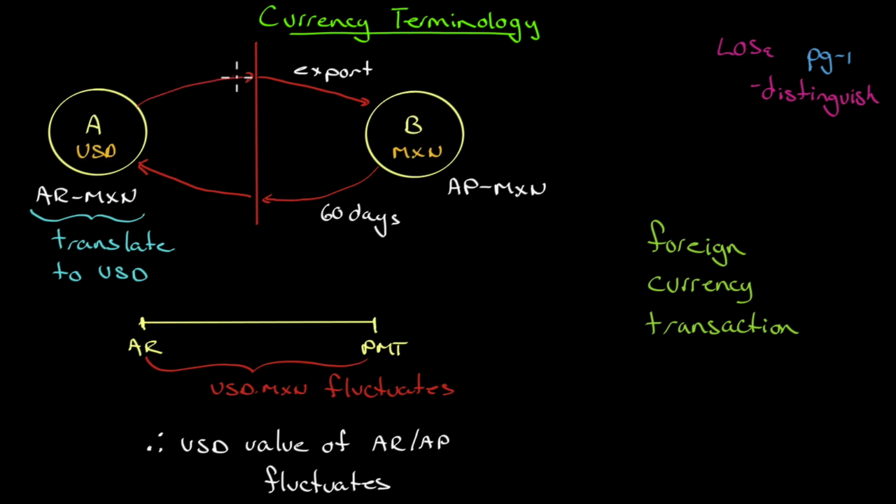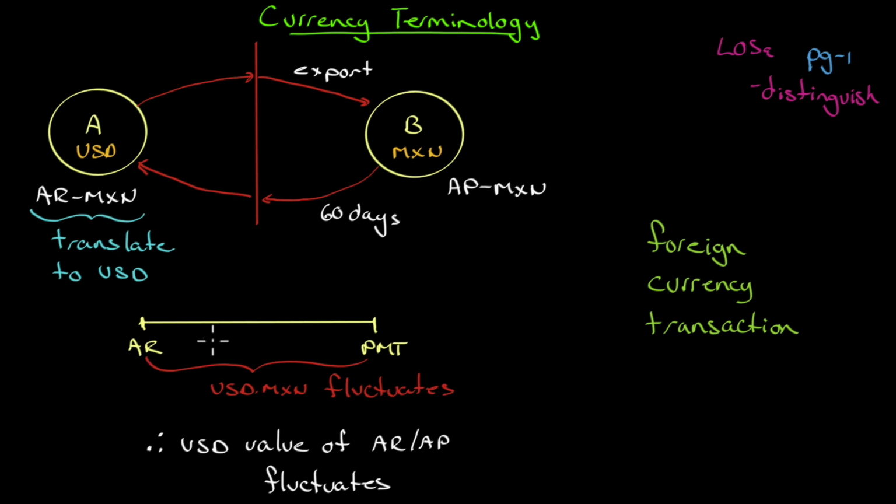And A exports some product to B, and B agrees to pay A in 60 days, but the bill is in Mexican pesos. So for company B, there's no issue. It deals with Mexican pesos. It has an accounts payable in Mexican pesos. It has no foreign currency exposure. A, on the other hand, has an accounts receivable in Mexican pesos, but it's a US-based company. So it needs to translate that peso amount into a dollar amount.